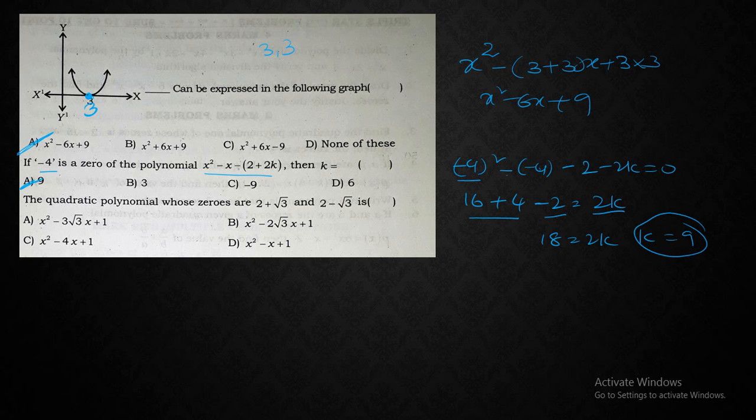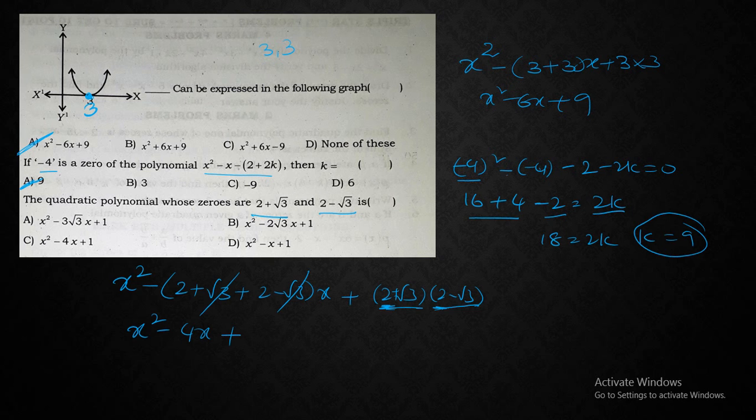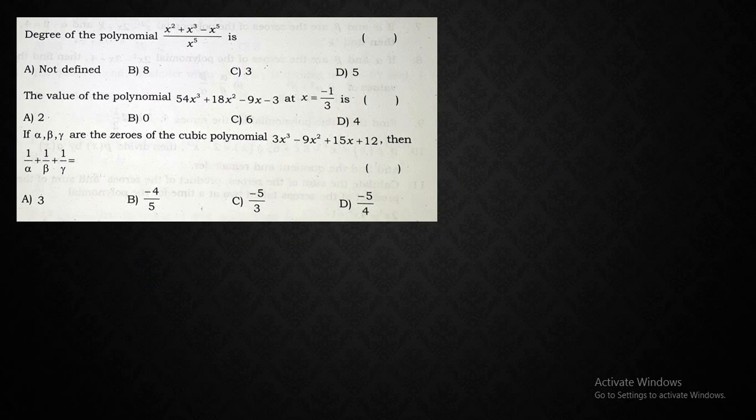Next, quadratic polynomial whose zeros are 2 plus root 3 and 2 minus root 3. So already we know the formula, x square minus of 2 plus root 3 plus 2 minus root 3 into x plus 2 plus root 3 into 2 minus root 3. So this plus root 3 and minus root 3 gets cancelled. This becomes x square minus 4x plus. So here 2 plus root 3 into 2 minus root 3, a plus b into a minus b, I can write as a square minus b square. So a square means 2 square, 4. Root 3 whole square is 3. So 4 minus 3 is 1. So the answer is x square minus 4x plus 1. Next, moving on to one more question.